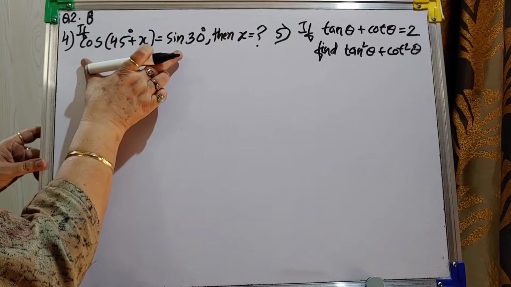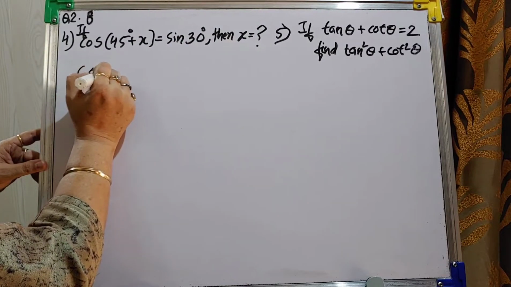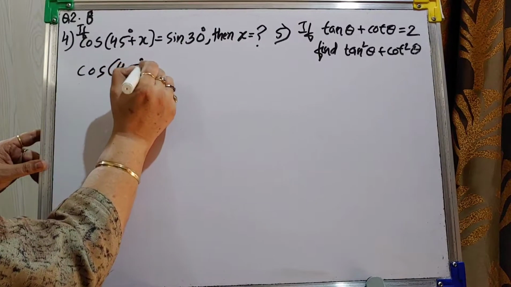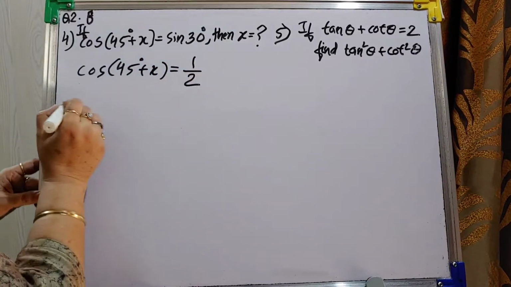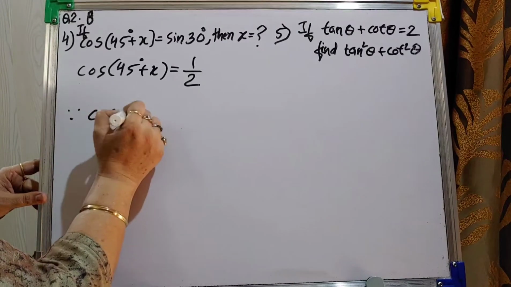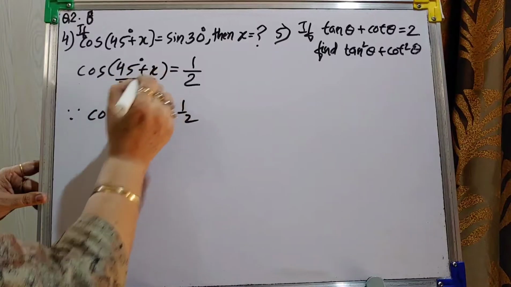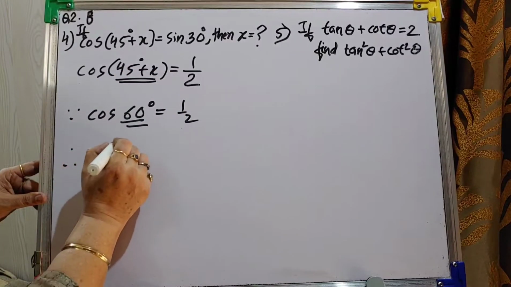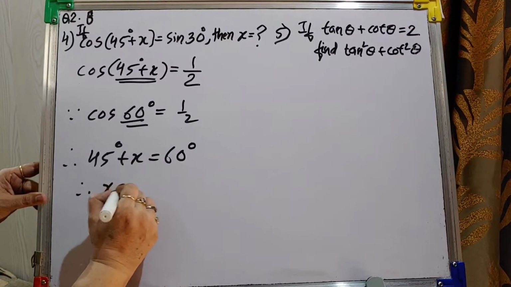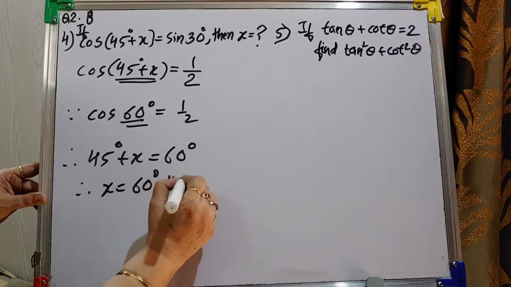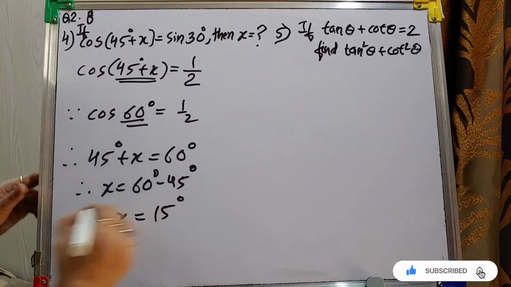Now let's solve this sum. Find the value of x. Keep the left hand side as it is. You know sin 30 is 1 by 2. Since cos 60 degree is 1 by 2, on comparing the angles, your 45 degree plus x will be equal to 60 degree. So x will be 60 degree minus 45 degree. So your x will be 15 degree.